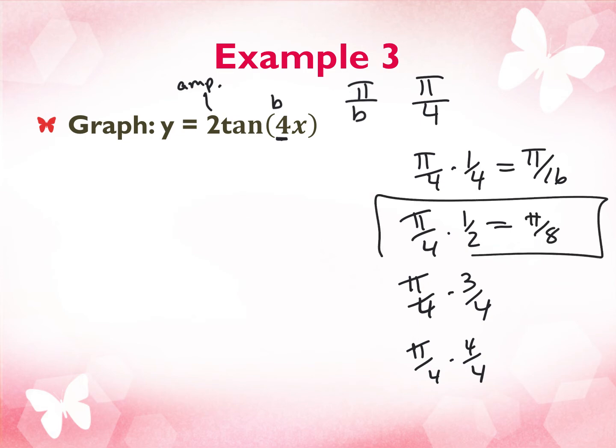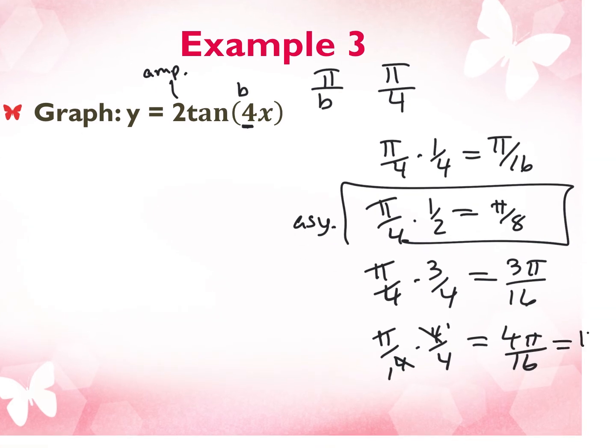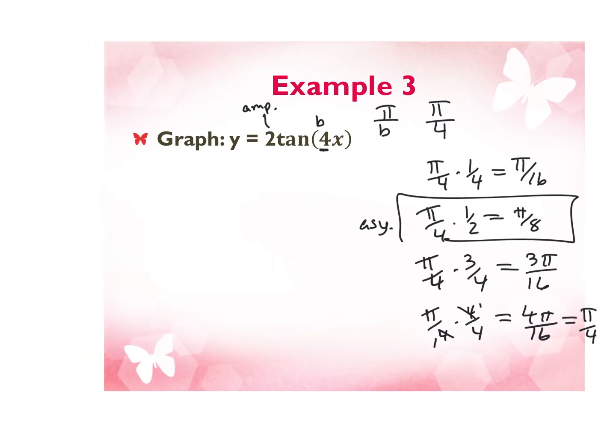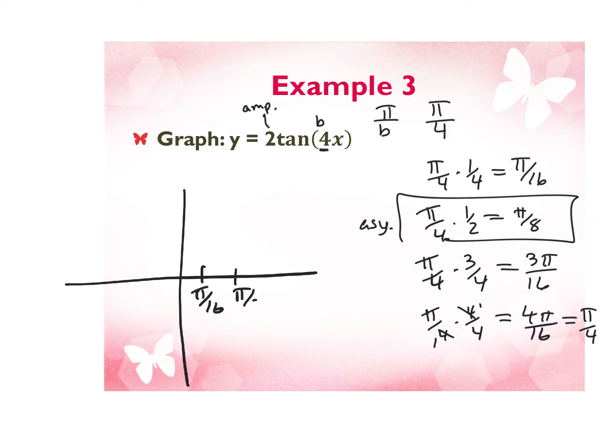Again, remember, this is going to be an asymptote. This will be 3 pi over 16, 4 pi over 16. Actually, I could simplify that before I multiply. But if you didn't recognize it, it's still the same thing, pi over 4. All right, so let me go ahead and set up my graph. So pi over 16, pi over 8, 3 pi over 16, pi over 4.